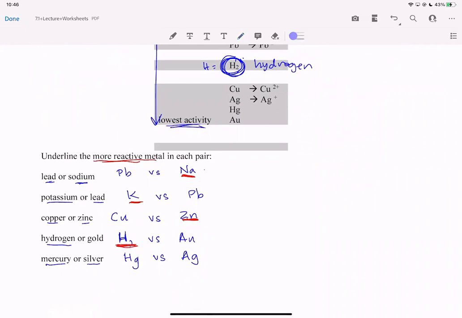Okay, so back to that, it was a little aside. You know, I can talk about the periodic table for days and days and days. So I always try to sneak it in there. So mercury versus silver. Here's mercury and here's silver. So as long as it's above it, even by 1, it's considered the more reactive metal. So that's the one you would underline.